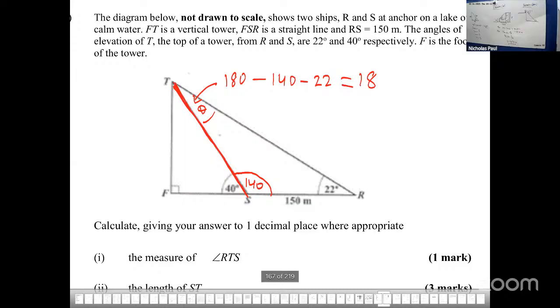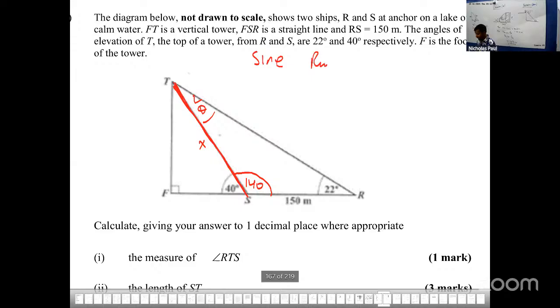Right. So this one here, what rule did we use? Sine rule. Why do we use sine rule? Because the triangle is a what? We're using triangle RST. What do you look for? That's using the wrong rule. You're using sine rule.